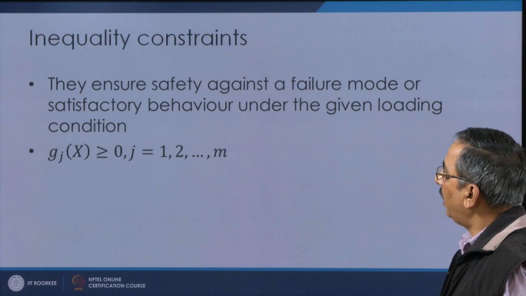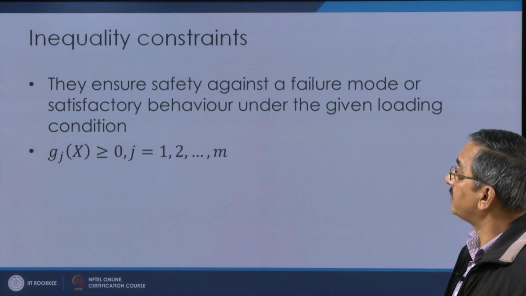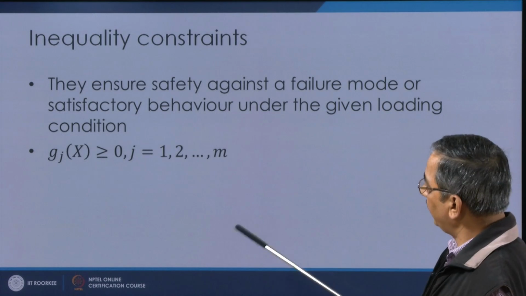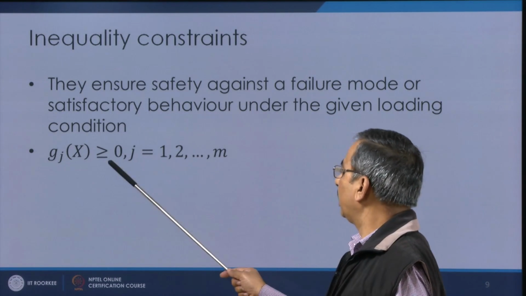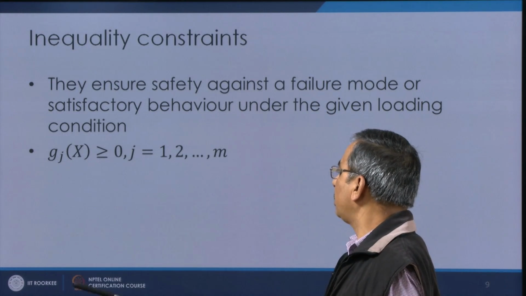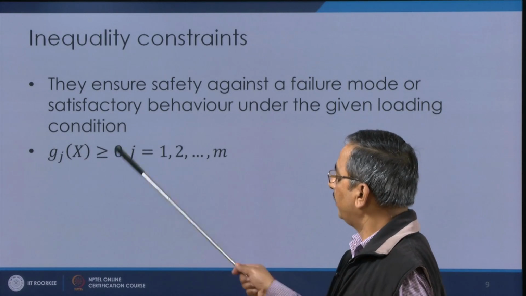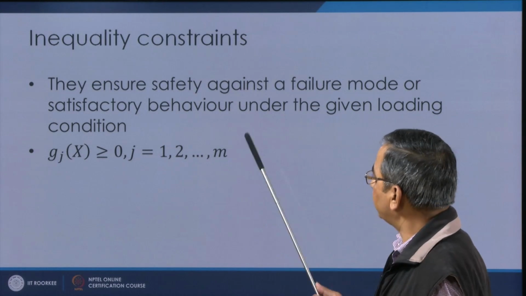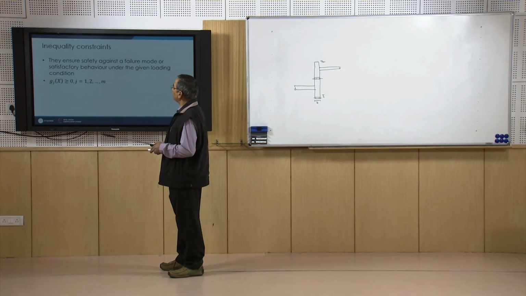These type of constraints in engineering design are called inequality constraints, and they are usually written as Gj(x) greater than or equal to 0 for j equal to 1 to m. In general they are written like this, or they could also be written as less than or equal to. So, those type of representation can be given for the inequality constraints.